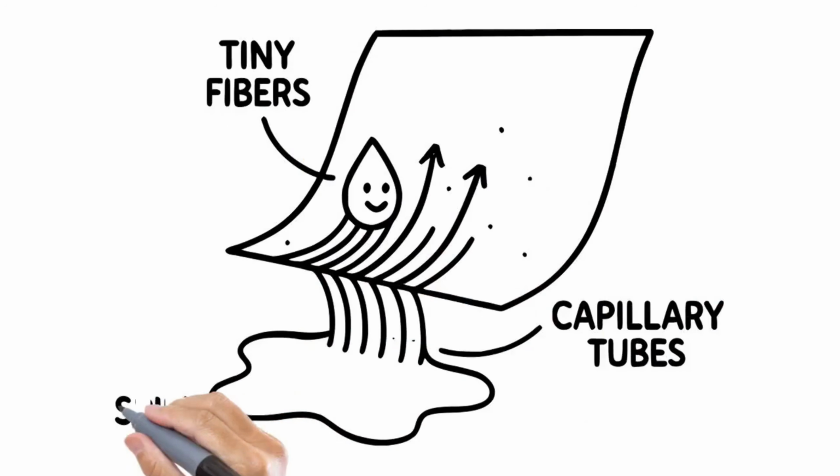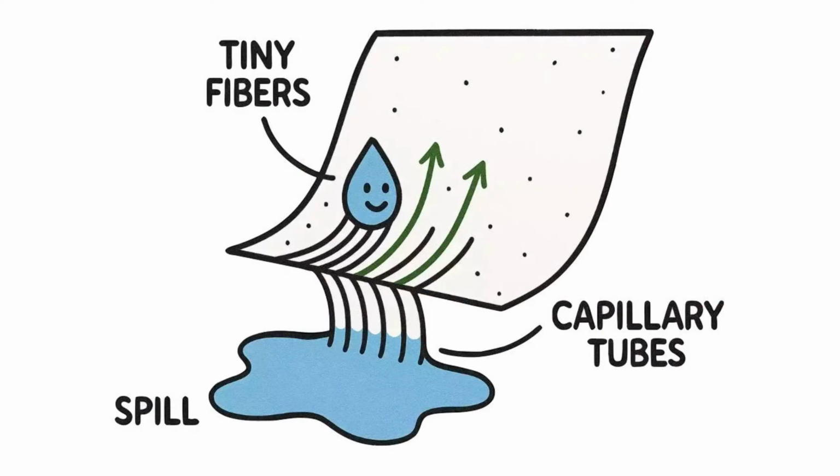Think of a paper towel soaking up a spill. The tiny fibers act like countless capillary tubes. Water sticks to the fibers, more water follows, and the spill disappears into the towel almost magically.